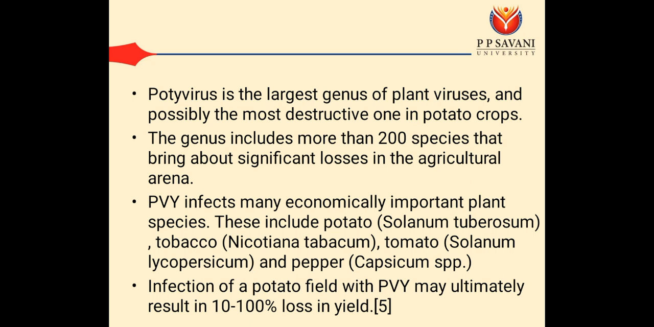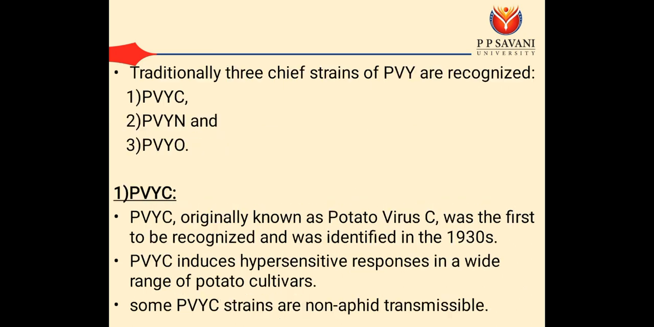PVY infects many economically important plant species. These include potato, tomato, and pepper. Infection of potato fields with PVY may ultimately result in 10 to 100% loss in yield. Traditionally, three chief strains of potato virus Y are recognized. First, PVYC, second PVYN, and third, PVYO.